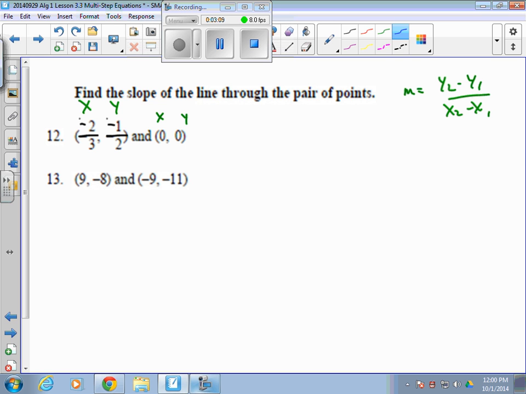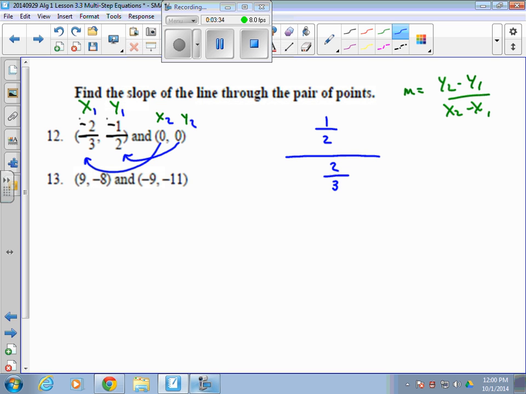If you use the formula, you'd say this is sub 1 and this is sub 2. So you do 0 minus a negative 1/2 would mean 0 plus 1/2. So the y value would be 1/2. That's the change. Over the x value would be 0 minus a negative 2/3. Again, minus a negative means plus a positive 2/3. So you have 1/2 over 2/3.